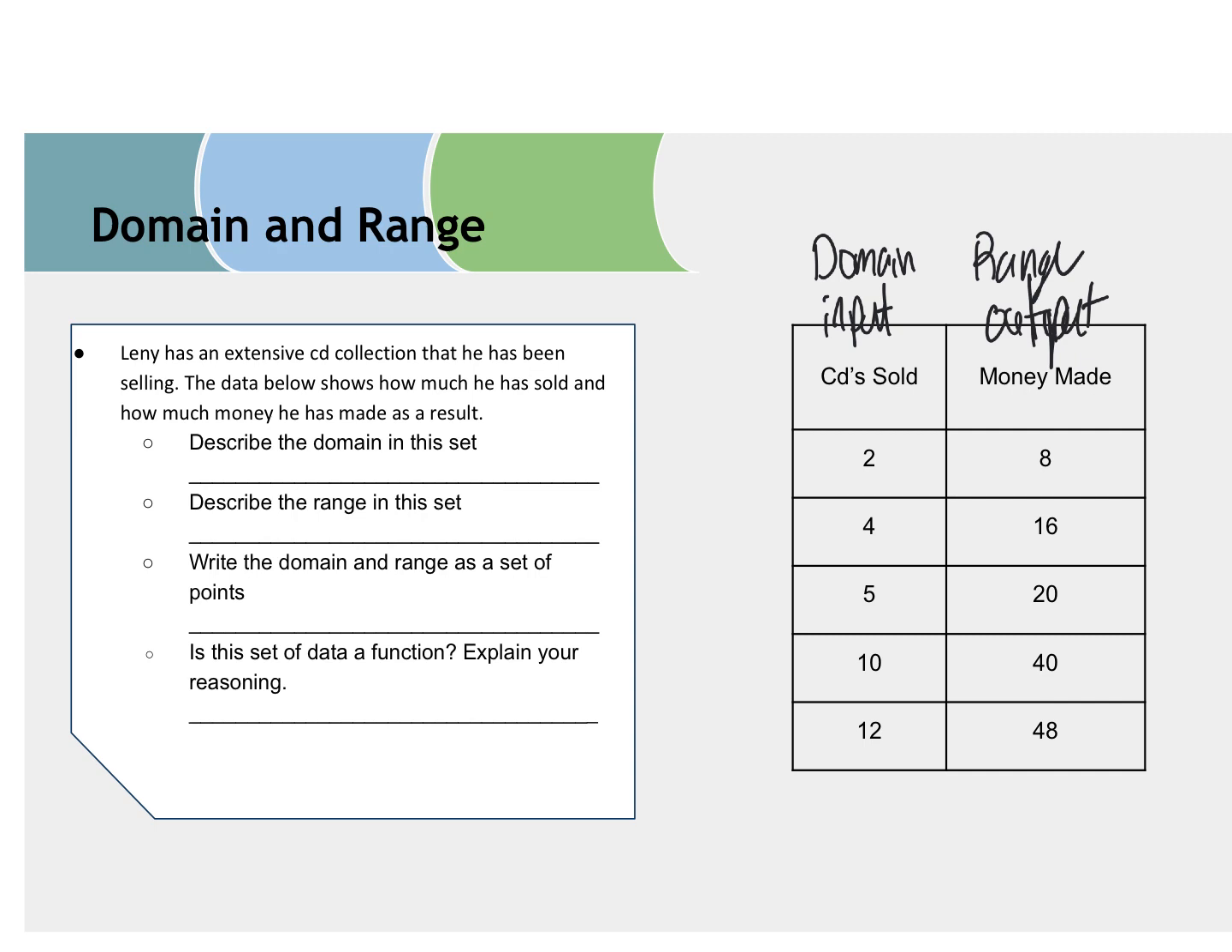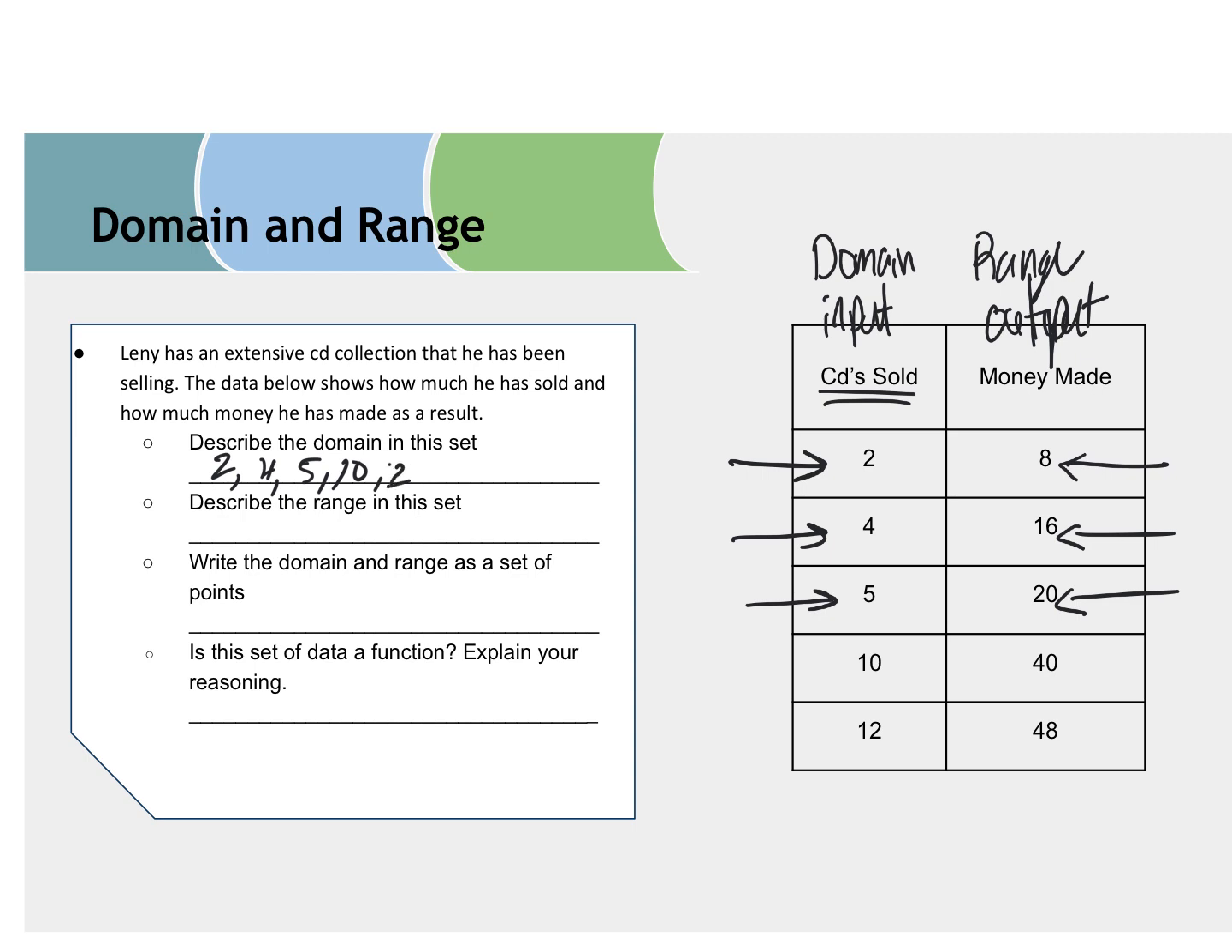Lenny has an extensive CD collection that he's been selling. He knows that he has this data. If he sells 2 CDs, he makes $8. If he sells 4 CDs, he makes $16, and so on and so forth, 5 and 20. What would be the domain of this set? So the domain would just be all the CDs sold. So 2, 4, 5, 10, 12.